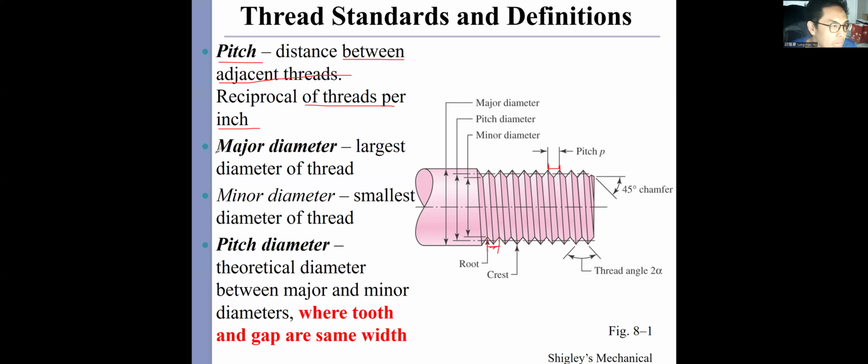Okay, and the major diameter is the largest diameter of the thread. It's called the major diameter here. And the minor diameter is the smallest diameter of the thread. That means we can define it from root to root, right? So this distance is defined as the minor diameter.